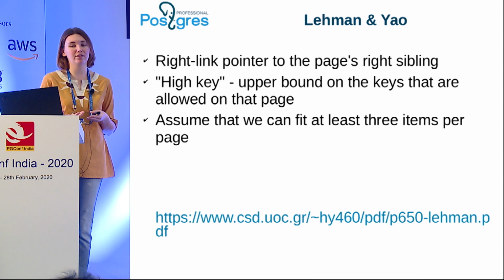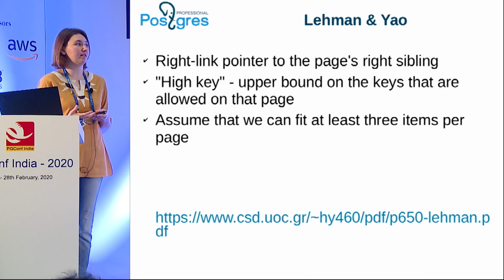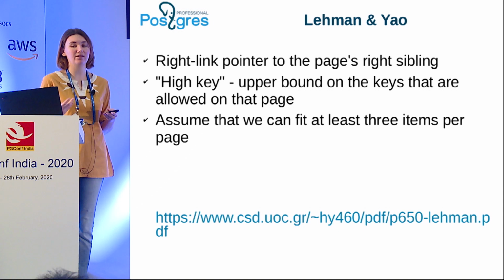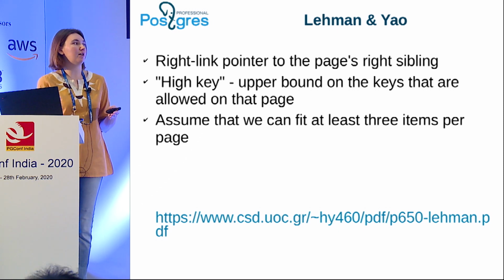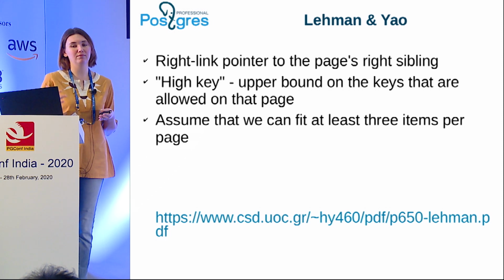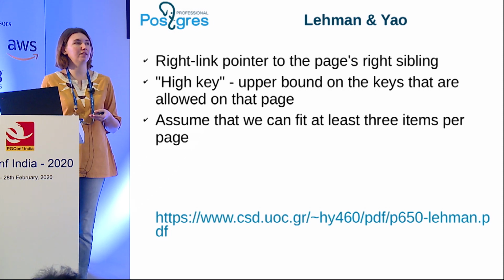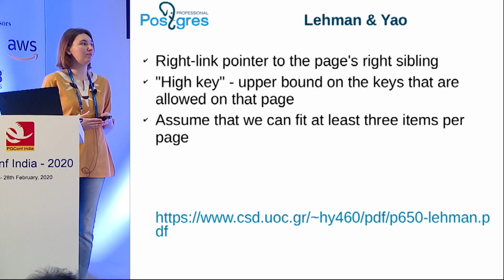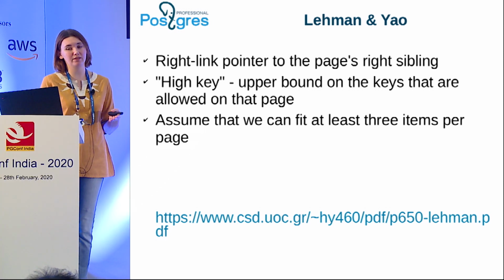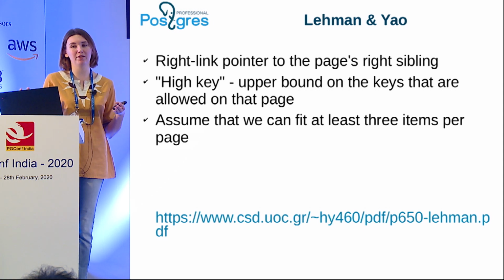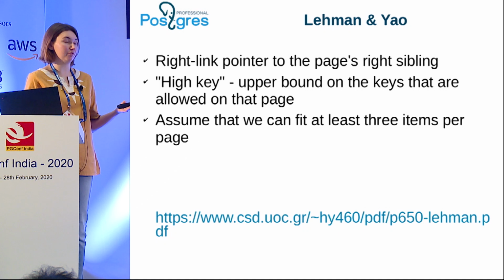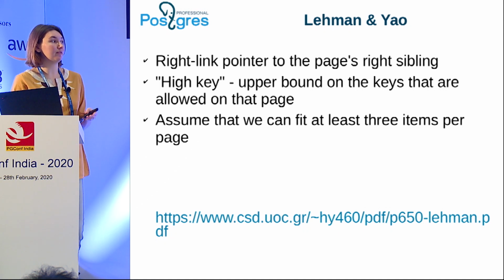Also, it introduces the concept of a high key. This is an upper bound of the keys that are allowed on this page, and this also allows us to answer queries faster. So you can check whether there is more data on the next pages or not. And also, it has an assumption that we can fit at least 3 items per page, which is met in Postgres. It's just to keep the B-tree structure like a tree, not a list.